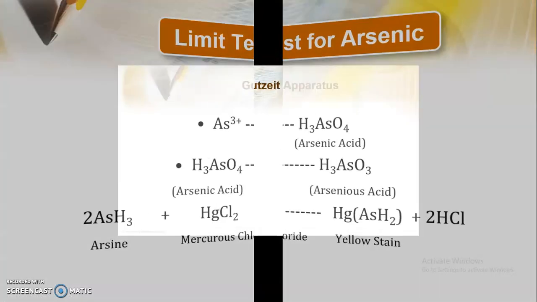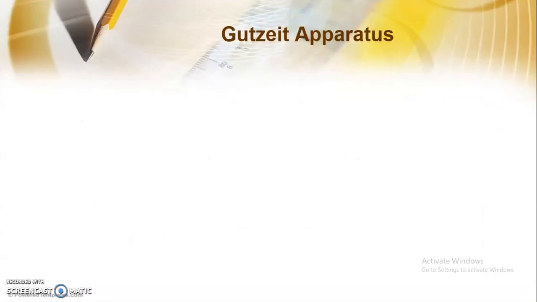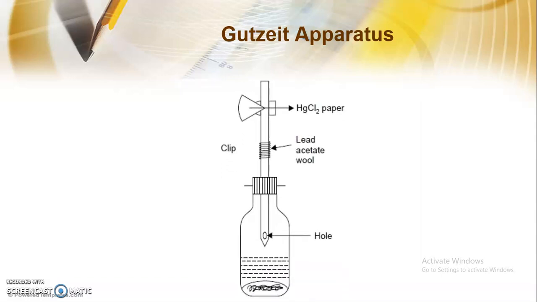Now also, as I told you, a special apparatus is used for performing this limit test, and that apparatus is known as the Gutzeit apparatus. This is the diagram of a typical Gutzeit apparatus, which is official in different pharmacopoeias like the Indian Pharmacopoeia and British Pharmacopoeia. This apparatus consists of a bottle or a conical flask with a capacity of 100 ml, in which we place either a glass stopper or a rubber stopper, and through this stopper we insert a tube.